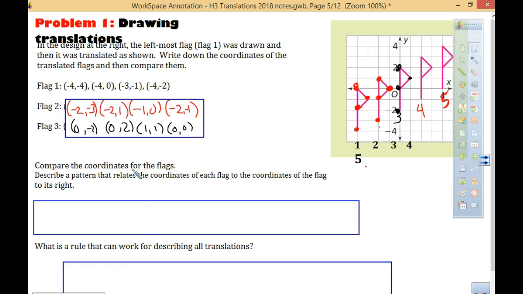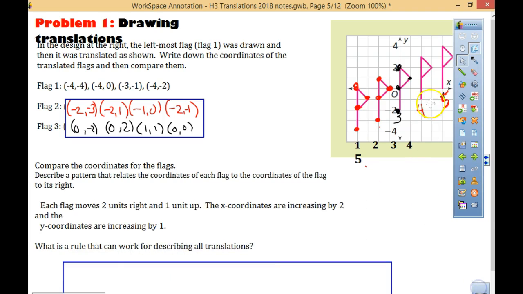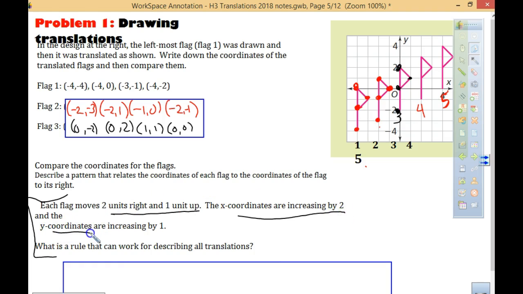It says if you compare the coordinates of the flag, describe the pattern that relates to each coordinate on the flag as we move it to the right. And this is what I would like for you to write down. Each flag moves 2 units to the right and 1 unit up. The X coordinate increases by 2. The Y coordinate increases by 1. Each flag moves 2 units to the right, 1 unit up, as you are writing. X coordinate increases by 2. Y increases by 1.